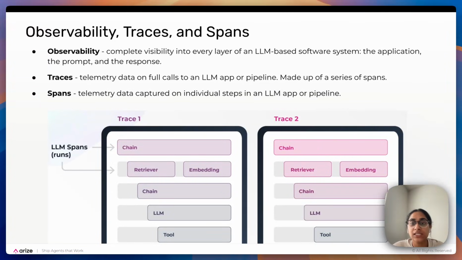When it comes to traces, traces are going to be your whole run. Essentially every time you invoke your agent or your application, that entire run from start to finish is a trace. And then a span is each step that your agent took within that trace. So spans make up your traces, and traces and spans together are your observability into everything that's happening in your system.